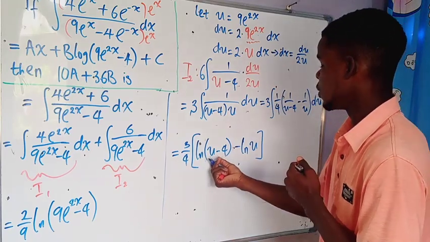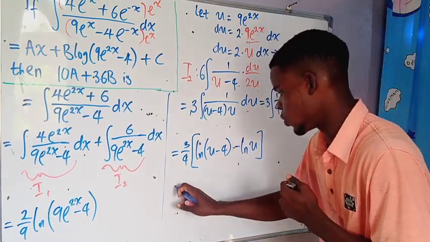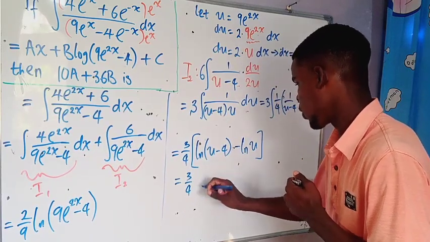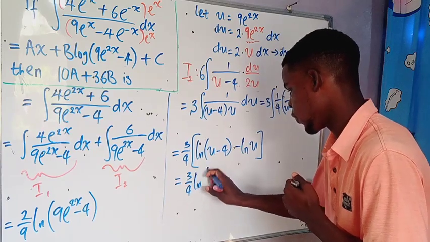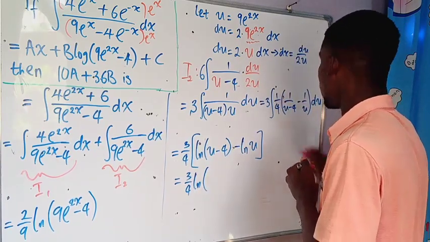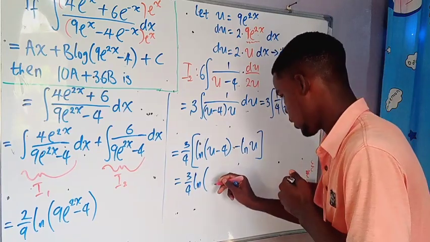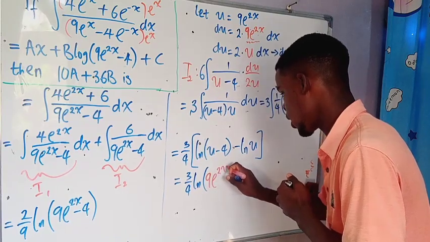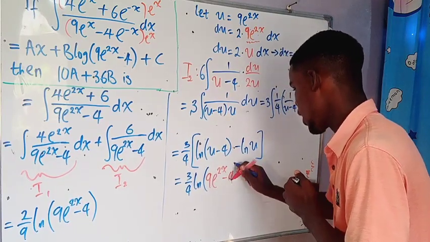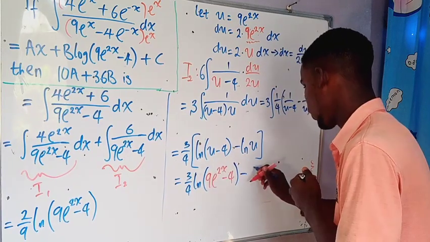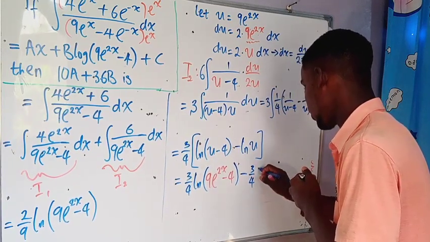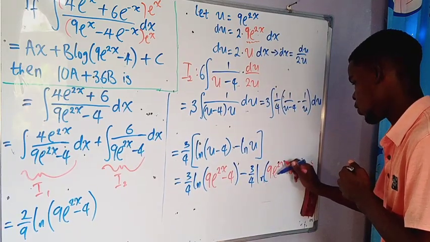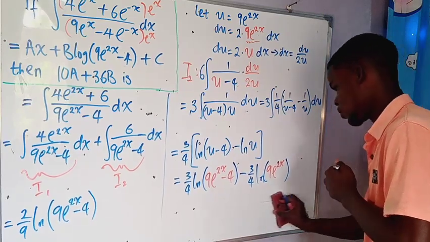Now we need to get this back in its original variable. That means this is going to become 3 over 4 times, well, let me multiply it for everybody inside. The natural logarithm of u is this term here, 9e to the power 2x. So in place of u, we're going to put in 9e to the power 2x. And then we have minus 4 here. And then minus 3 over 4 times the natural logarithm of u, where u is 9e to the power 2x. Very nice, isn't it?